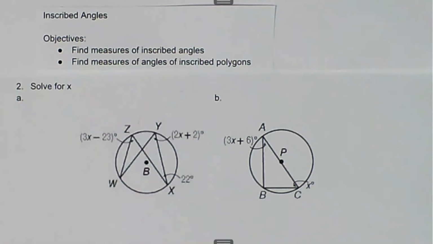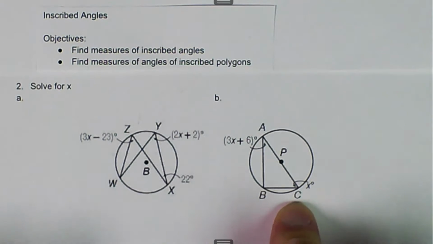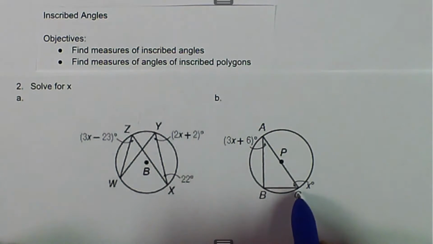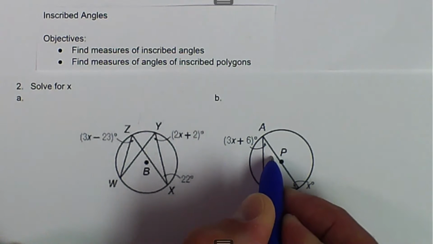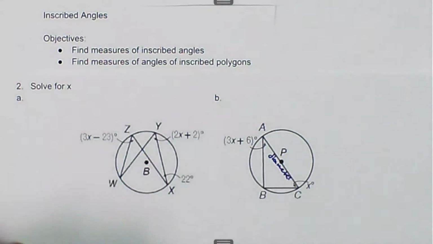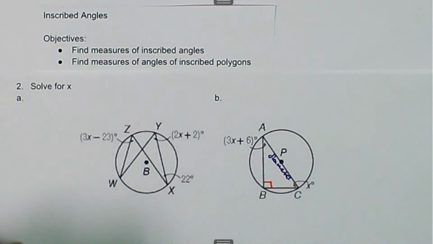In this case, we know that line segment AC is a diameter, and the reason that we know that is because AC goes through the midpoint P, so this is a diameter. I'm going to write that on here. Because AC is a diameter, that means that this is 90 degrees.